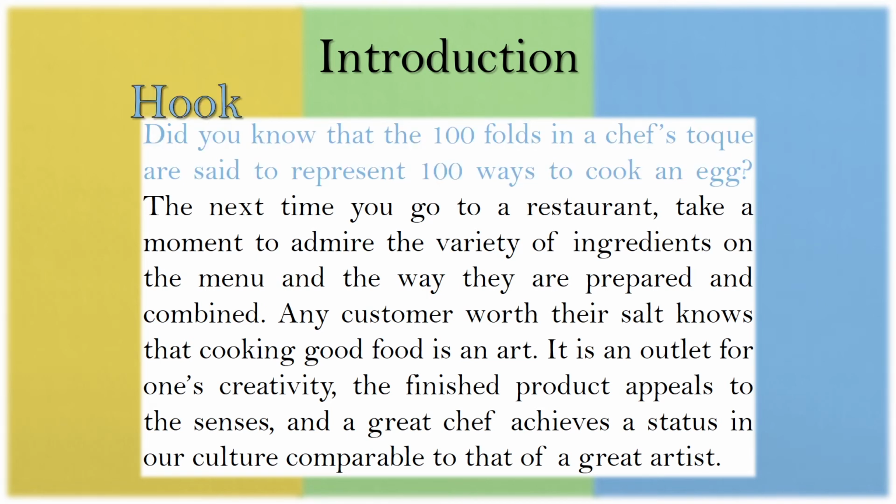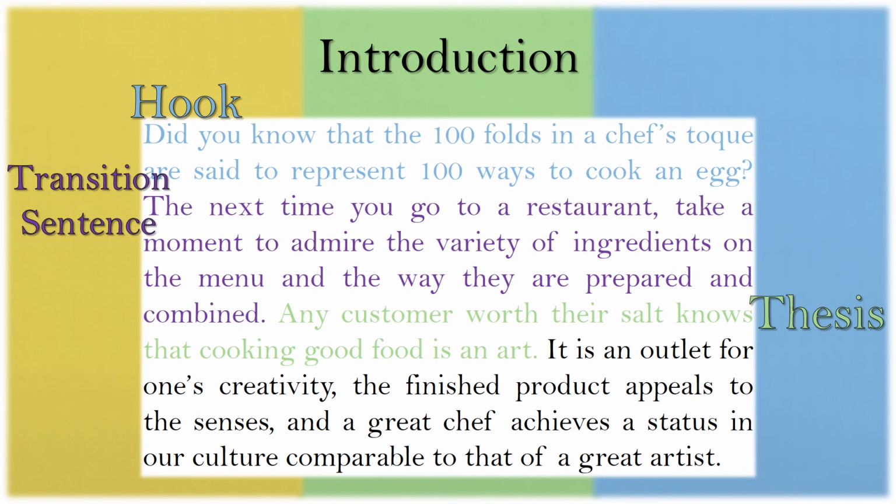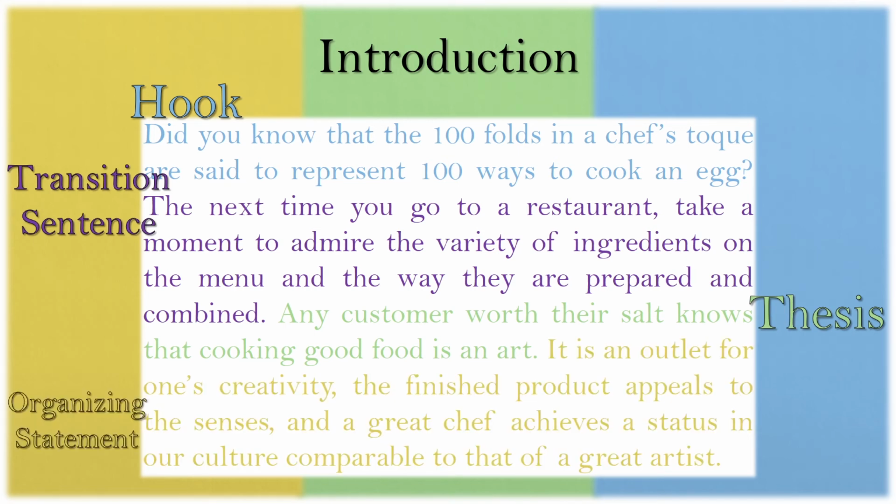First, we have our hook. Then, a transition sentence. The next time you go to a restaurant, take a moment to admire the variety of ingredients on the menu and the way they are prepared and combined. This transition sentence leads us into the thesis, and finally, the organizing statement.